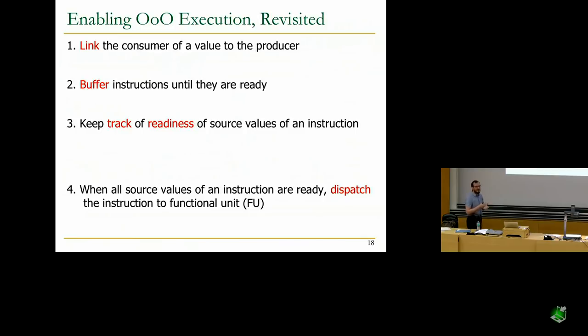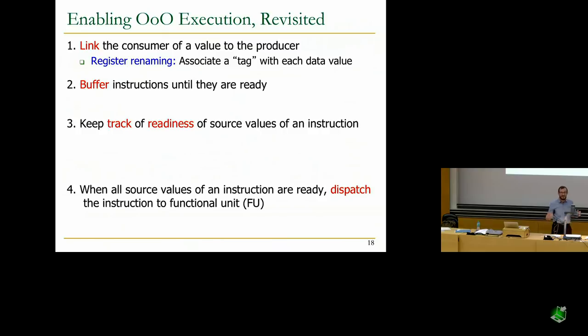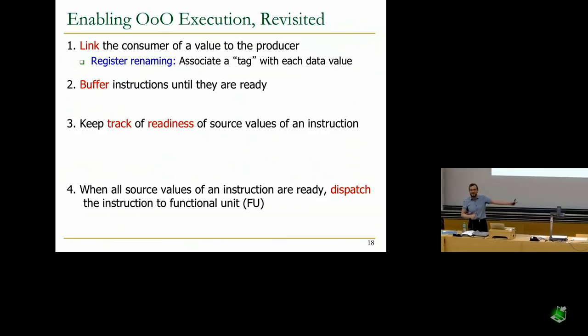Okay, basically what we've done is we've conquered out-of-order execution in these lectures. And remember, there are four fundamental things that you need to do. You need to link the consumer of a value to the producer, and that's done through register renaming. You associate a tag with each data value, and as we just saw, the tag could be anything. I just showed that the tag doesn't have to be the reservation station entry, it could be the physical register file ID, right? That's what we did essentially.